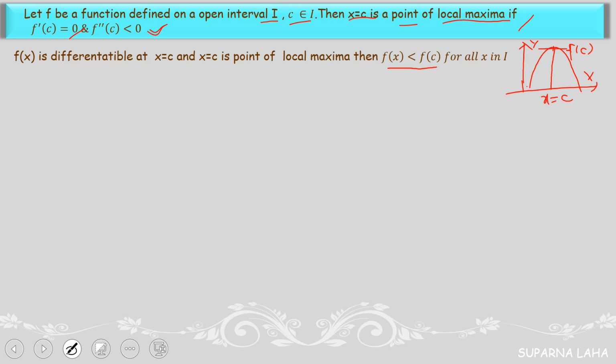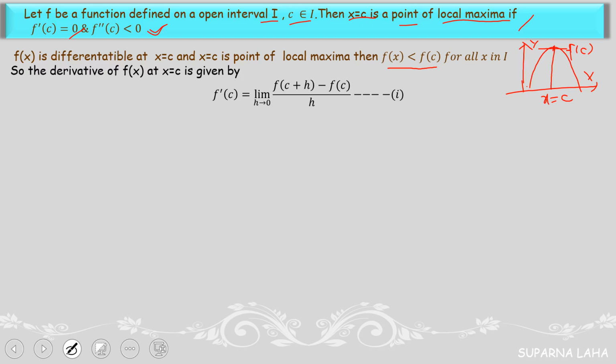Now if it exists, then we can say the function is derivable at this point, that is, we can find the derivative of the function at that point. So it will follow the definition of the derivative, that is f dash c is limit h tends to 0 of f of c plus h minus f of c by h.